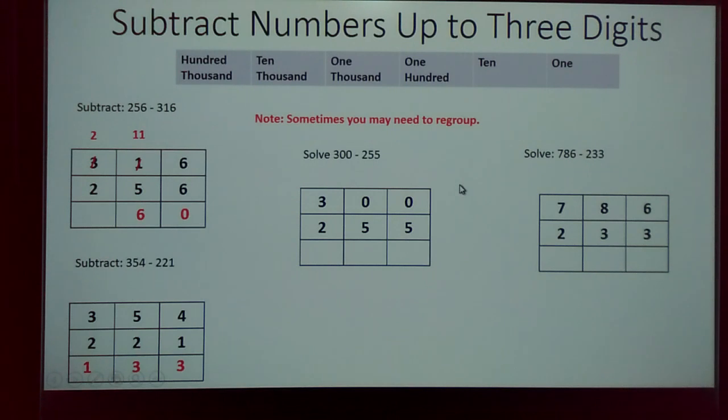Now, let's look at this one right here. 300 minus 255. Now, remember, my bottom number 5 is greater than 0. Yes, it is. So the 0 becomes a 10. So I've got to mark it out and make it into a 10. So 10 minus 5 is 5. Now, in order for me to have a 1 here, I have to take a 1 away from this 0. So this 0 is a 10.